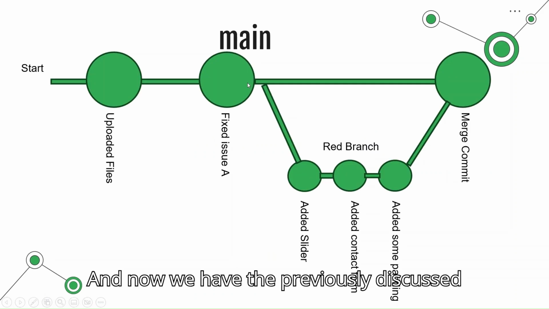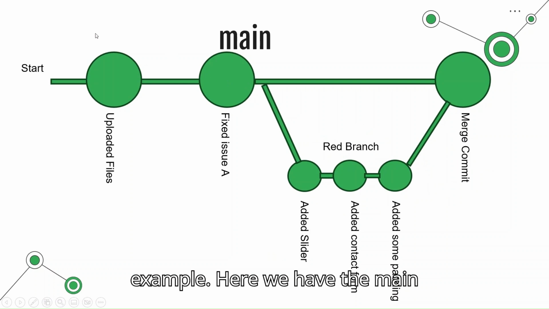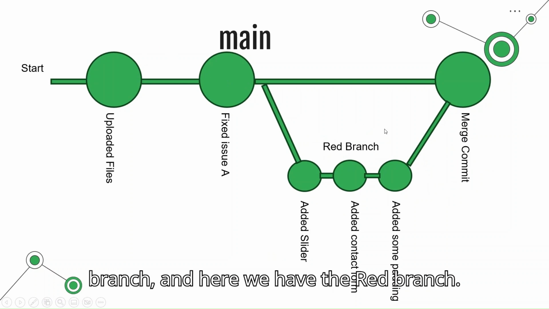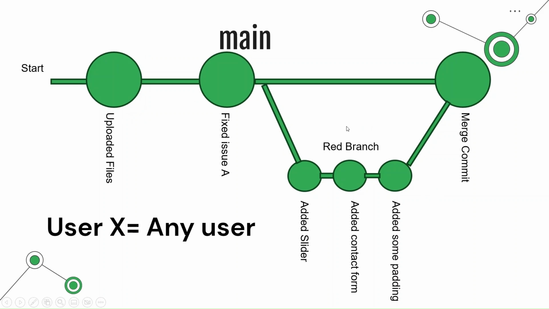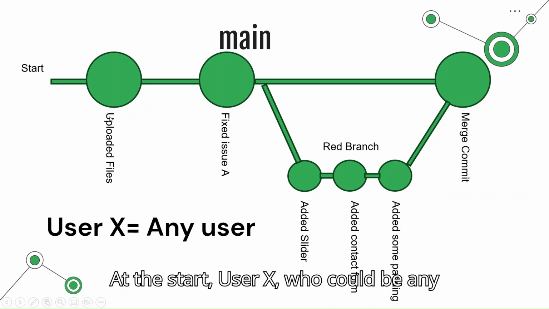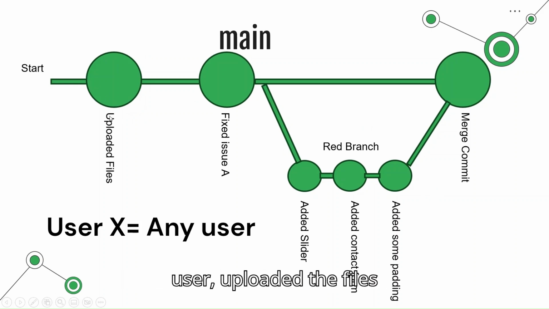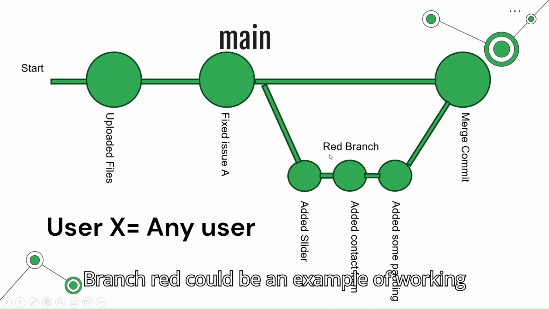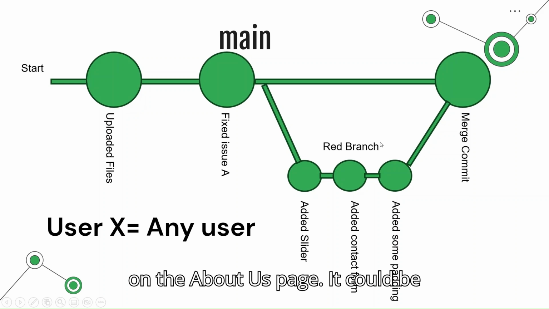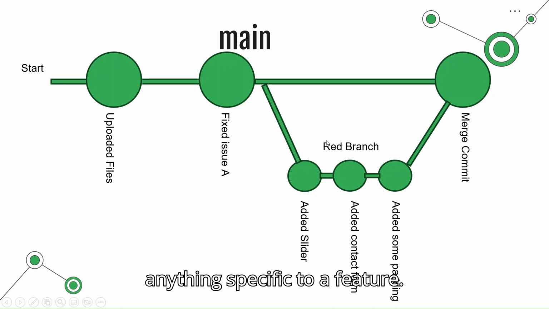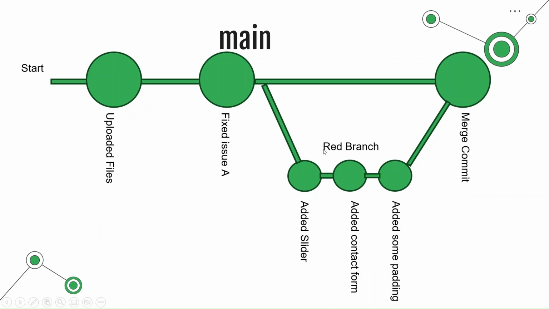And now we have the previously discussed example. Here we have the main branch and here we have the red branch. At the start, user X, who could be any user, uploaded the files and user X fixed issue A. After that, user X created a new branch called red. Branch red could be an example of working on the About Us page. It could be anything, specific to a feature.